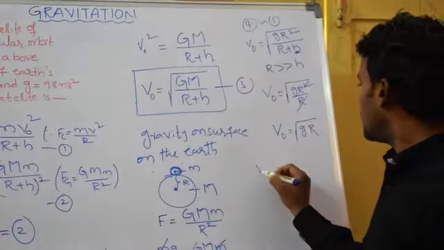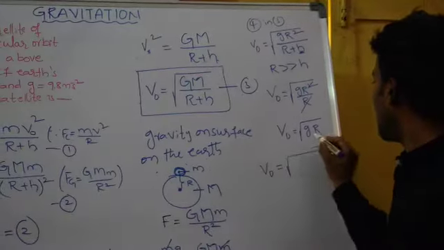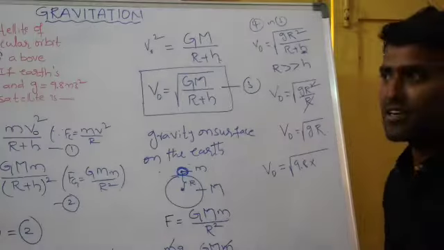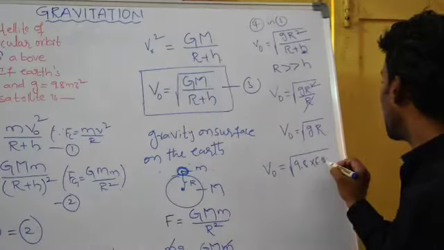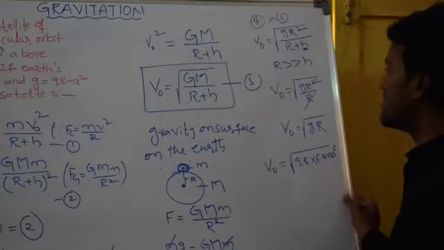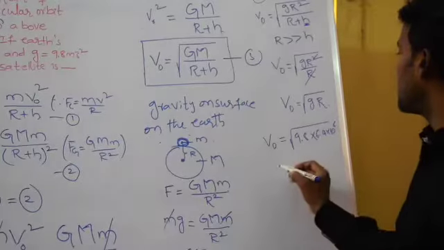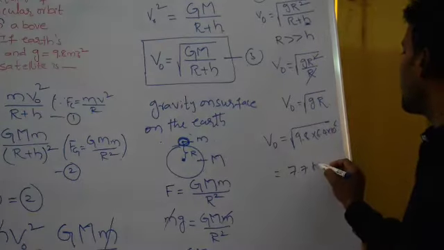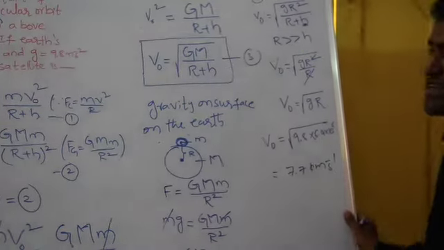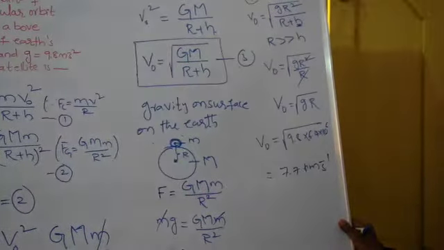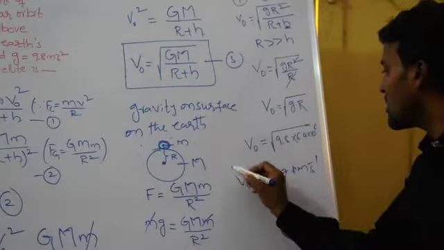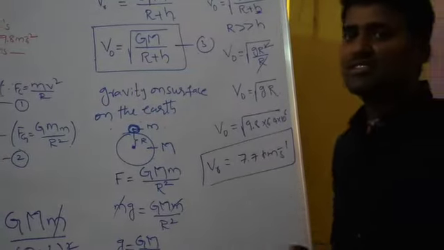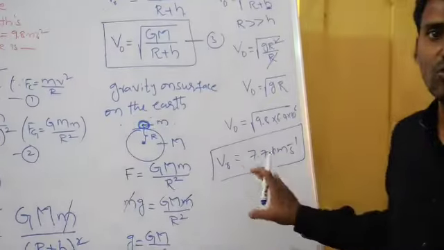This g value is nothing but 9.8 meter per second square. Radius of the earth is 6.4 into 10 to the power of 6 meters. If you substitute and calculate, we can get 7.7 kilometer per second. So orbital speed of the satellite is nothing but 7.76 kilometer per second. This is about the orbital speed.